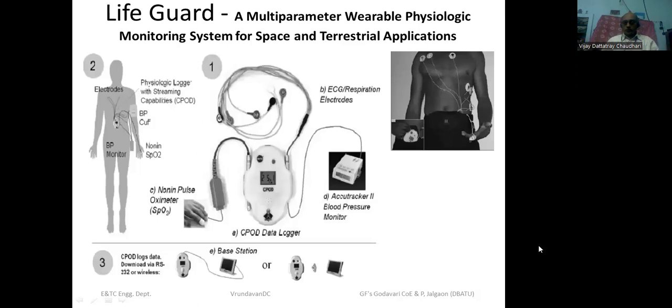Lifeguard. Similar system is Lifeguard, a multi-parameter wearable physiologic monitoring system for space and terrestrial applications.